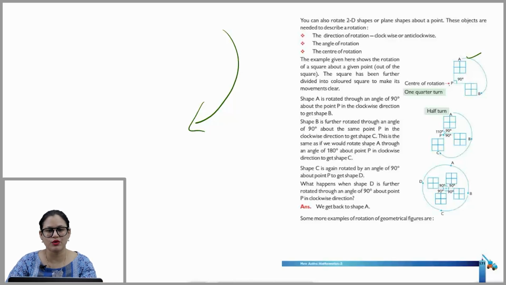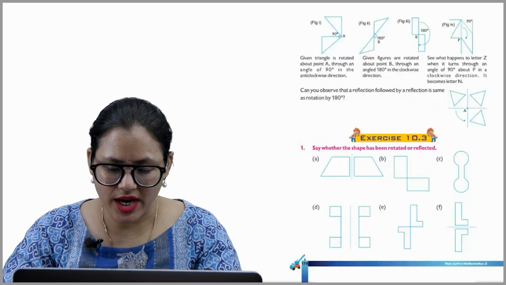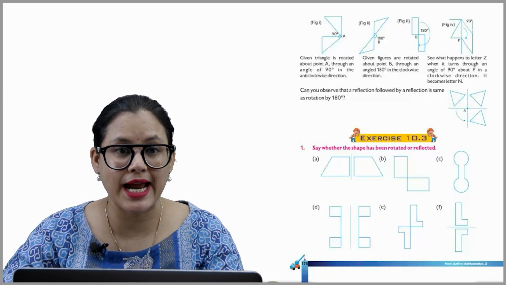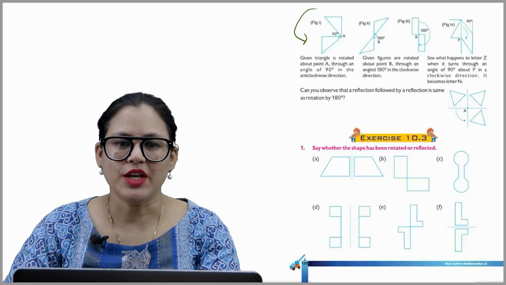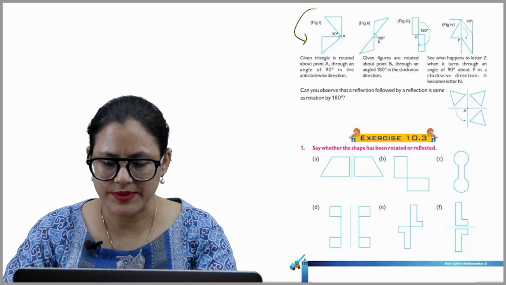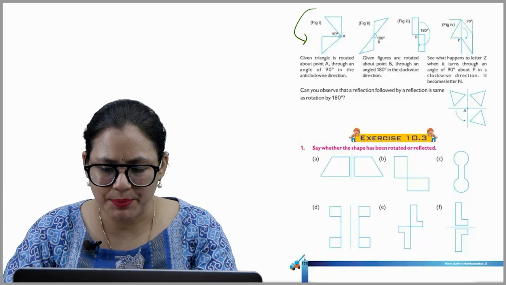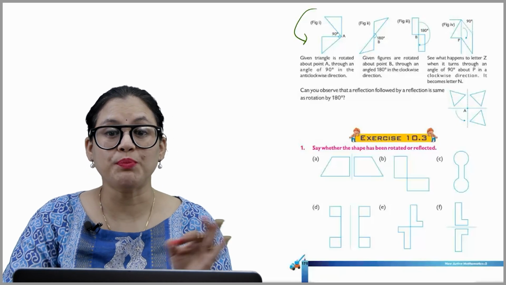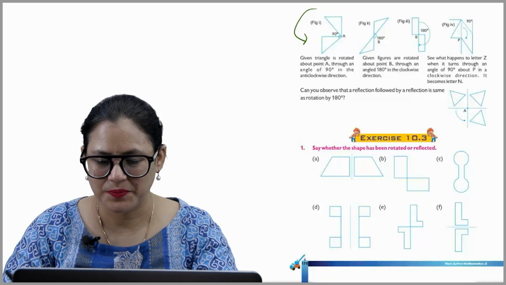Some more examples of rotation of geometrical figures are, see, the given triangle is rotated about point A through an angle of 90 degrees in the anti-clockwise direction. Now here, the given figures are rotated about point B through an angle of 180 degrees in the clockwise direction. See what happens to letter Z. This is letter Z. When it turns through an angle of 90 degrees about P in a clockwise direction, it becomes a letter N, okay.